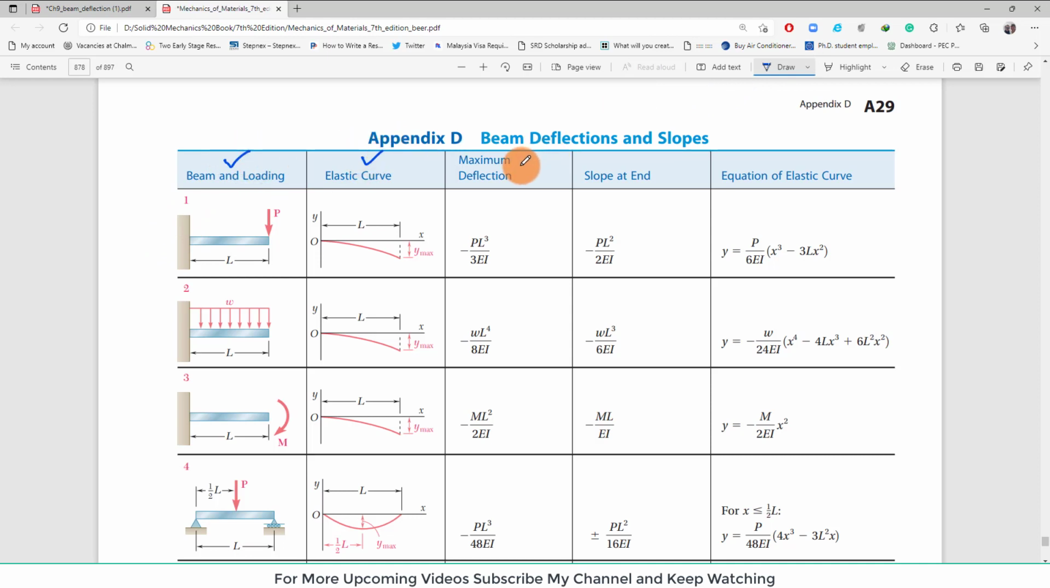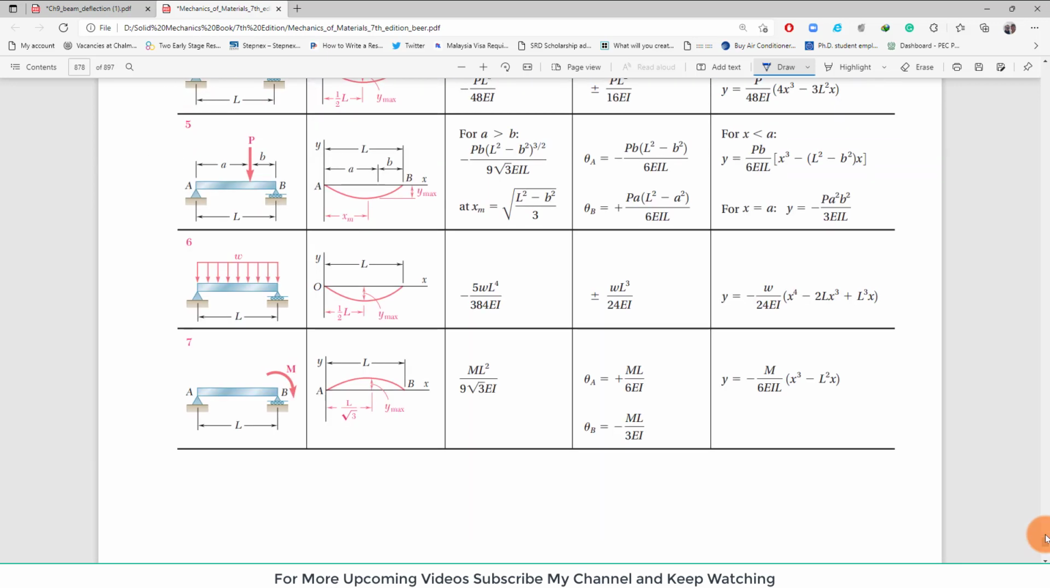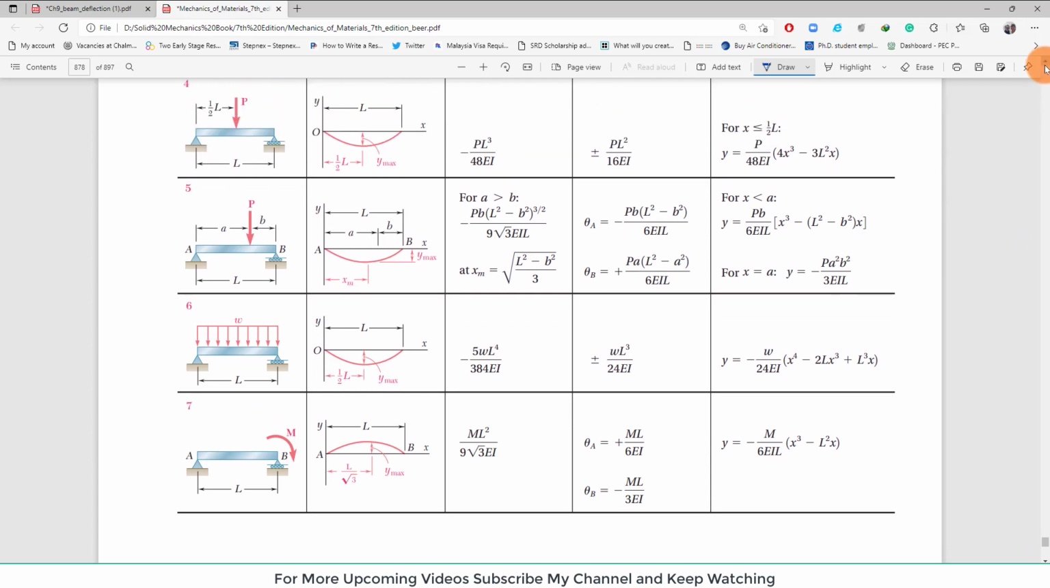This is the elastic curve. Column 3 is maximum deflection, slope at end, and equation of elastic curve. So if you have this type of loading, the elastic curve will be like this, the maximum deflection will be this one, the slope at the end will be this one, and the equation of the elastic curve is this one. So you do not need to solve or calculate these. You can easily use this table to find the slope at the end, the equation of the elastic curve, and the maximum deflection. So we will use these tables and take out the deflection and slope at the end or at any point.